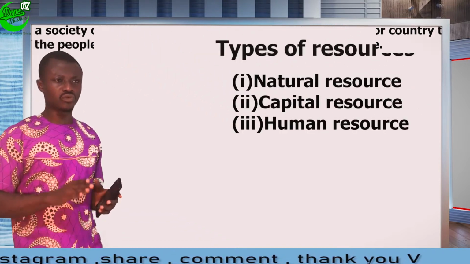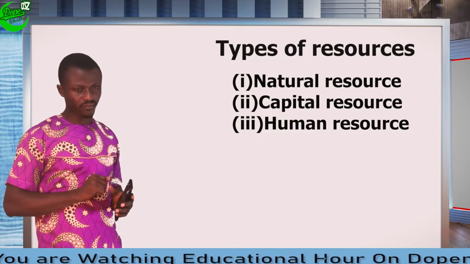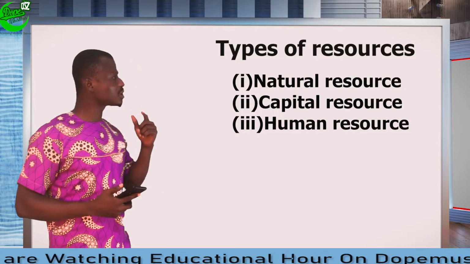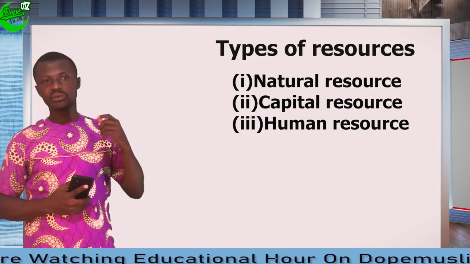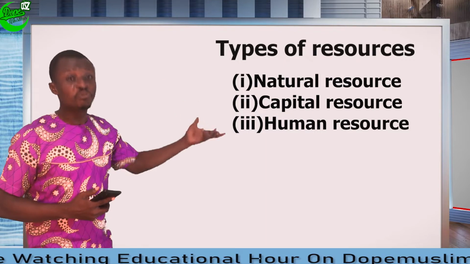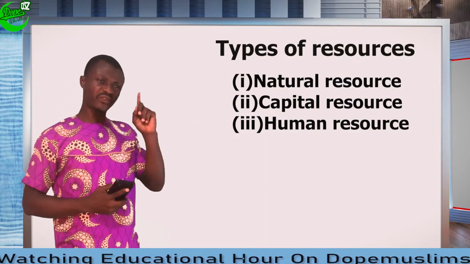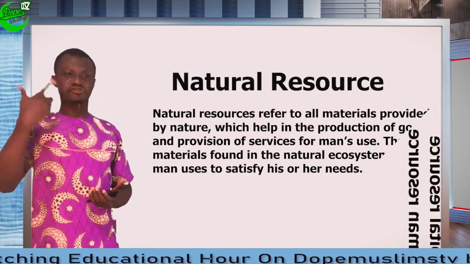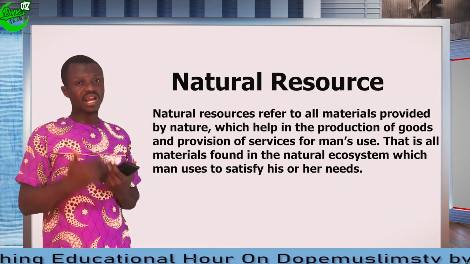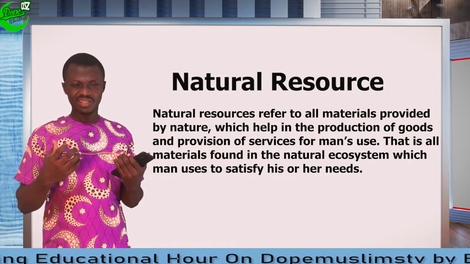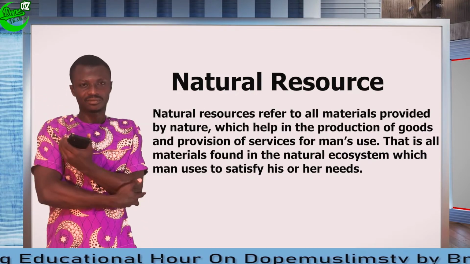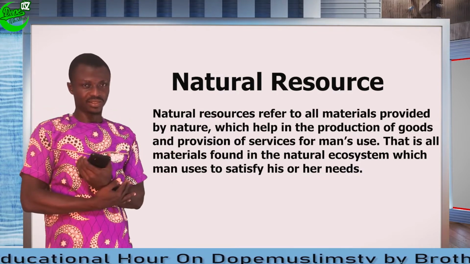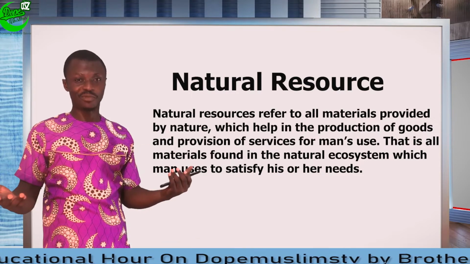So we go straight to the types of resources that we have. Here we have three main types of resources. We have what we call the natural resource, the capital resource, and the human resource. So we will first of all take what natural resource is. When you say natural resource, it gives us a kind of idea. It means something that exists in nature, something that is provided by nature. So you can say God-made, in the language.